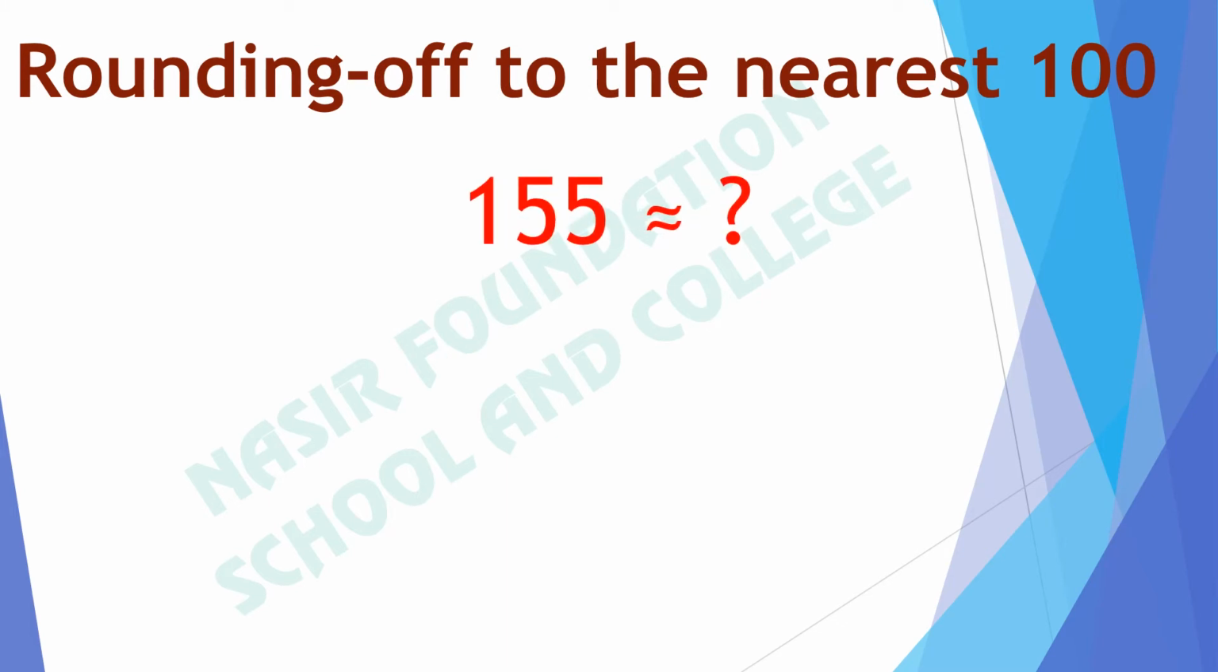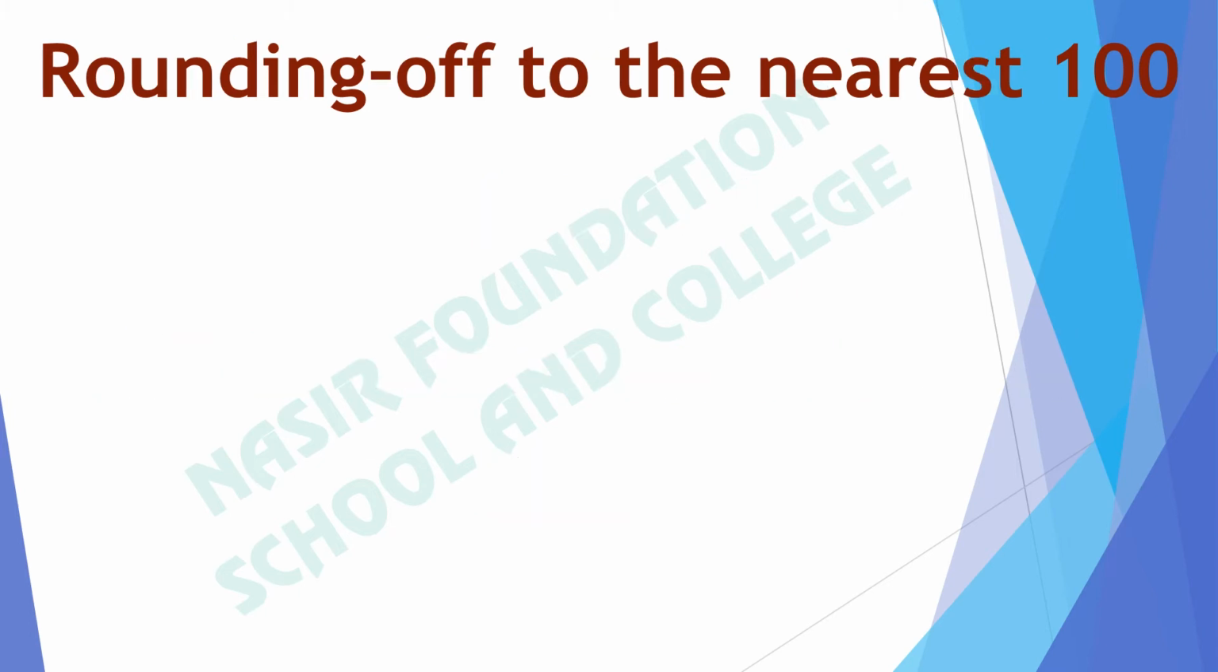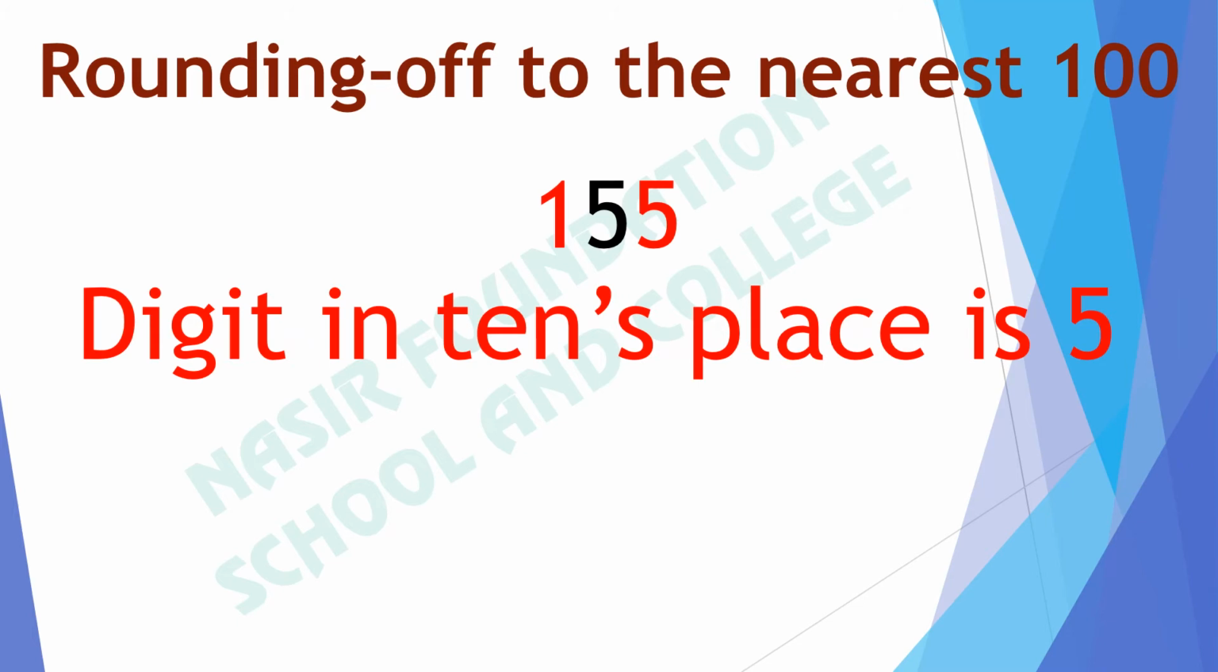Rounding of the numbers to the nearest 100, the next number is 155. It lies between 100 and 200. 155 comes after 100 and before 200. Now we will see the digit in its tens place, that is 5, and 5 is equal to 5.